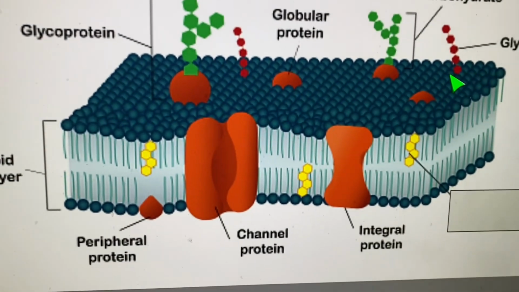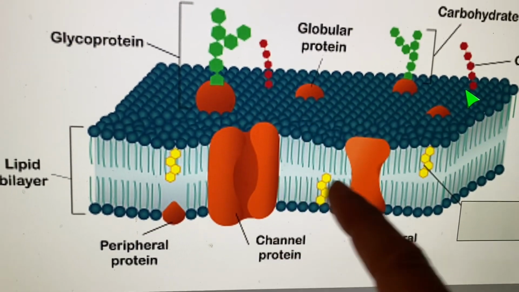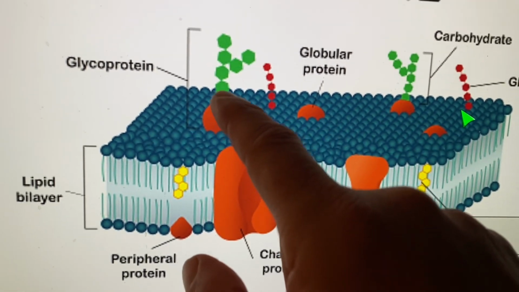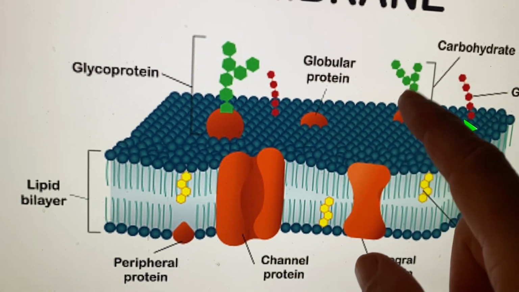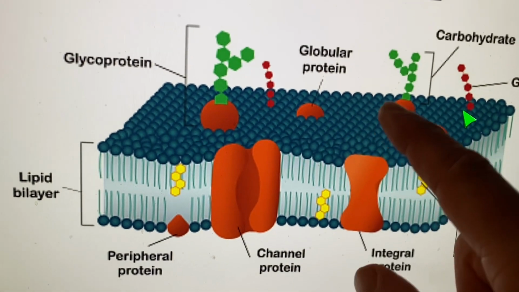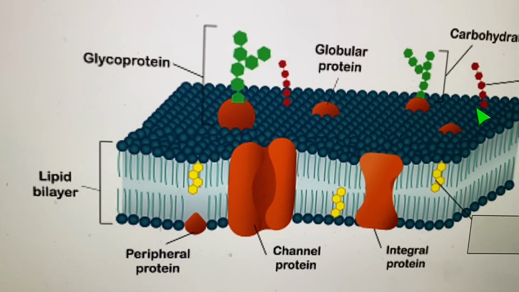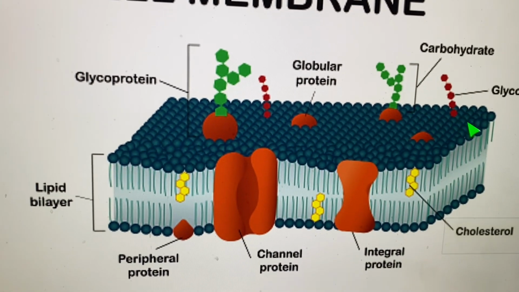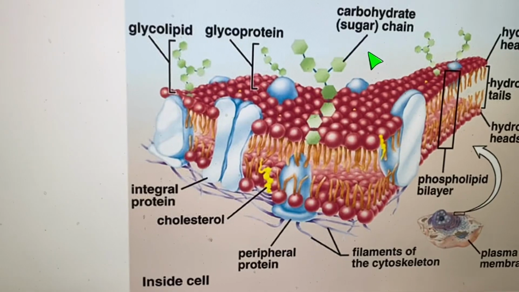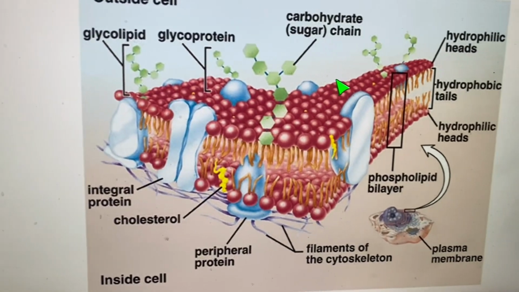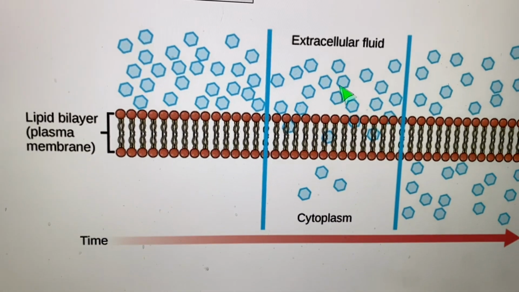All right, and so the cell membrane is not only lipid, it's also got proteins that move through. Some are marker proteins, some are receptor proteins, some are carrier proteins or channel proteins. And there's two types of movement across the cell membrane that you need to know.